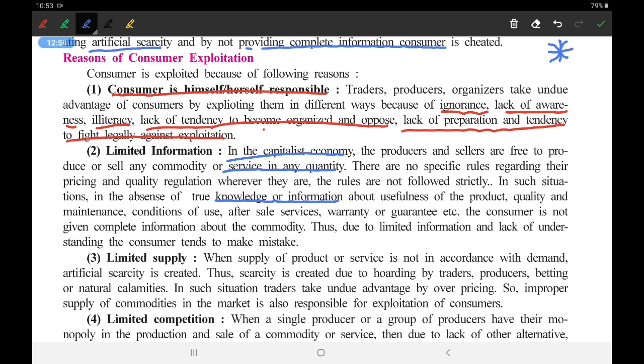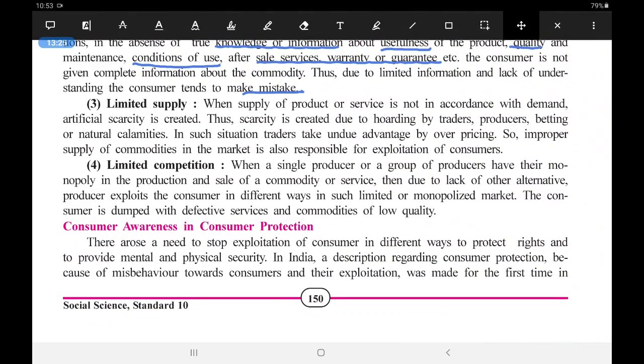The real information about how useful the product is, what type of material is used, the condition of how it should be used, then after sales services, warranty and guarantee, either it is used or not used, all things are not mentioned properly, and due to this limited information, the consumers are cheated in a way. The consumer is not given complete information about the commodity. Thus, due to the limited information and lack of understanding, the consumer tends to be mistaken, and due to this, he will be cheated by the producers.